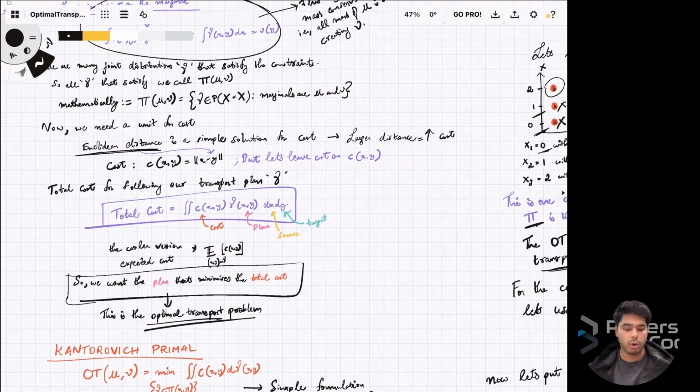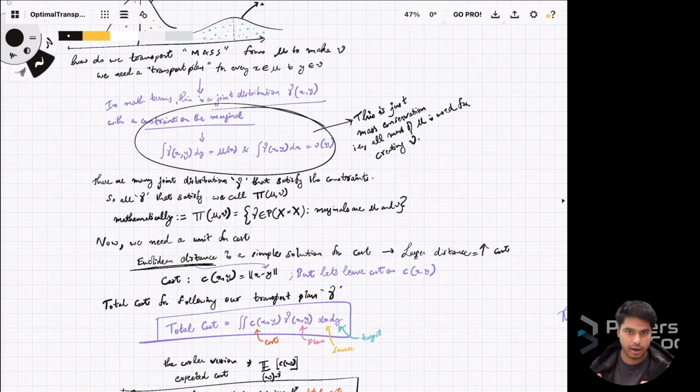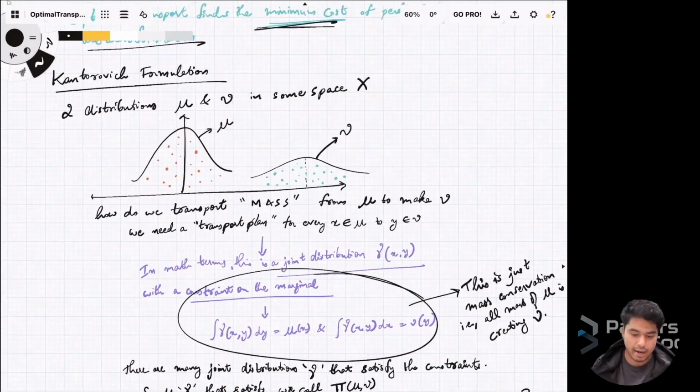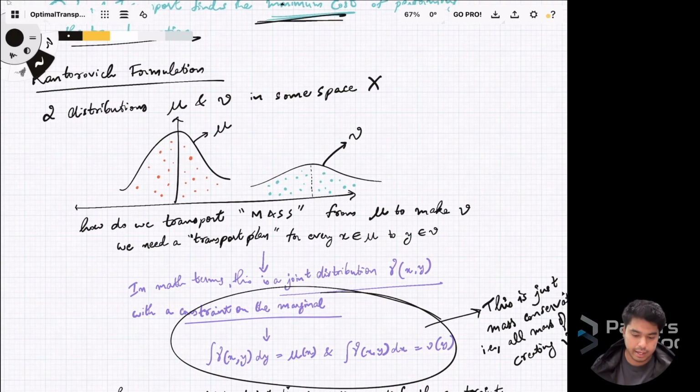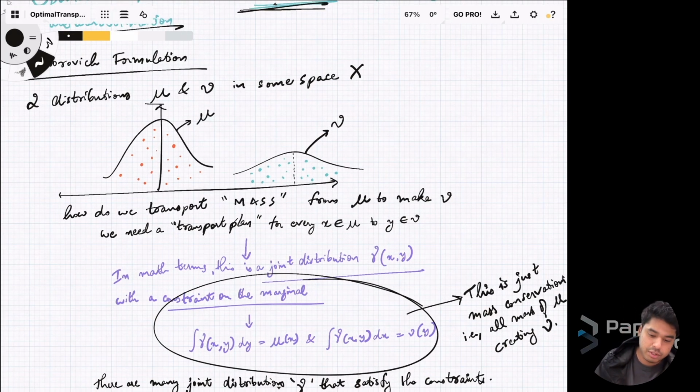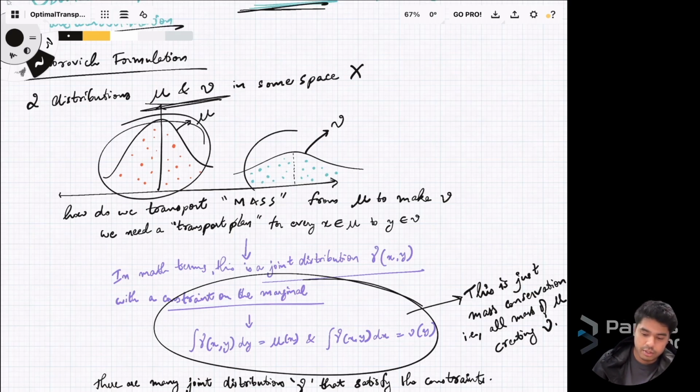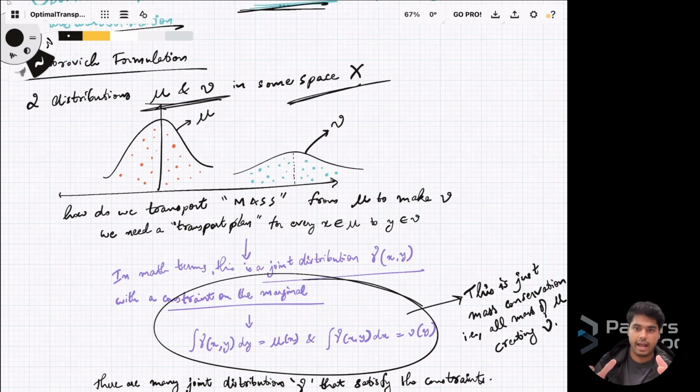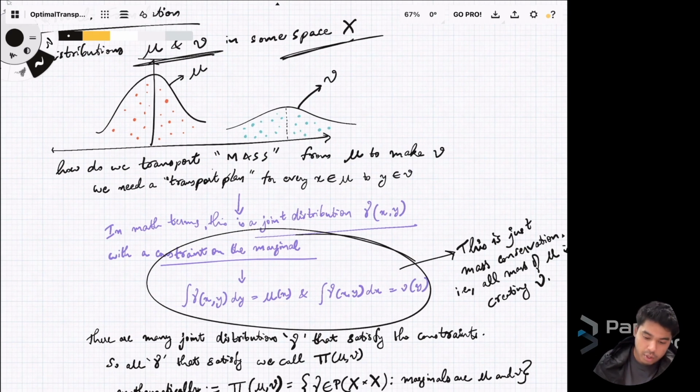Let's look at the whole thing from a mathematical point of view, just so that we understand the notation and what we are really trying to do here, right? So let's say we have two distributions, mu and v. You can call this eta, whatever you want, it doesn't really matter. Now, we want to transform this distribution into this distribution, and both of them live in the same space called X, the coordinate space where they live. How do we transport mass from mu to make v?